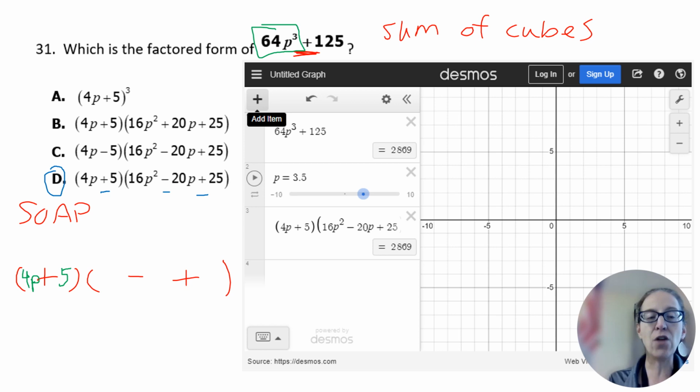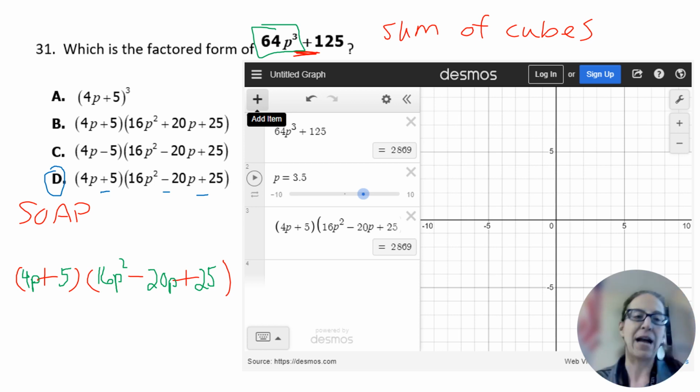And then to get the other one, you square those. So you square the 4p, you square the 5, and those become like the ends. So 4p squared would be 16p squared, and then 5 squared is 25. And then to get the middle part, you multiply the 4p and the 5 together. So 4p times 5 would give you 20p. And of course, that matches up with everything that we knew was in D.